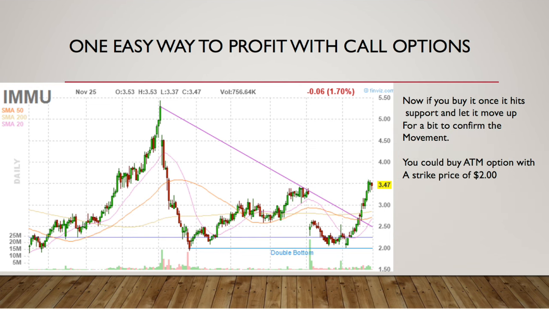So now, once it hits support, you let it move a little bit just to confirm the bullish movement, and then right after that, you could just buy an at-the-money option with a strike price of $2.